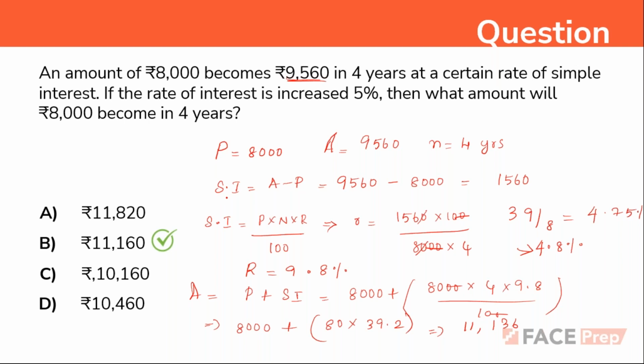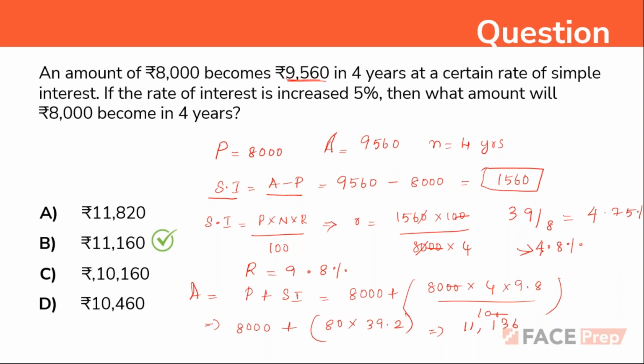Now, I know the formula to find interest, that is the amount minus the principal amount. So the amount is 9560 minus the principal, 8,000, so I'll get the total simple interest as 1560. Now, I know the formula to calculate simple interest, that is PNR by 100. If I substitute the value of 1560 as SI and calculate the value of R, at last I'll get R as 4.75%.